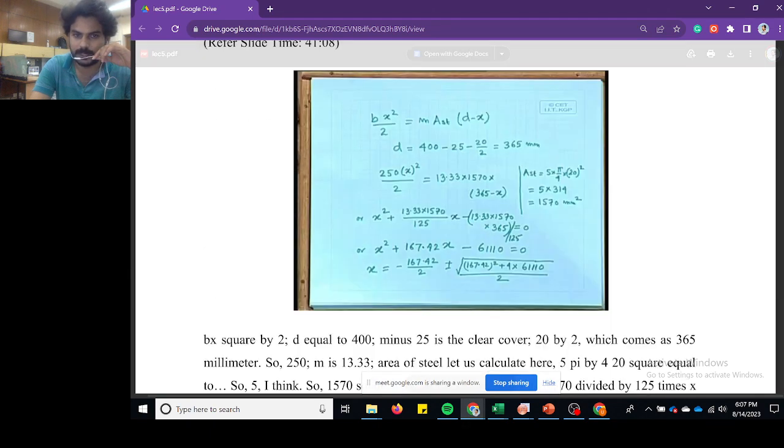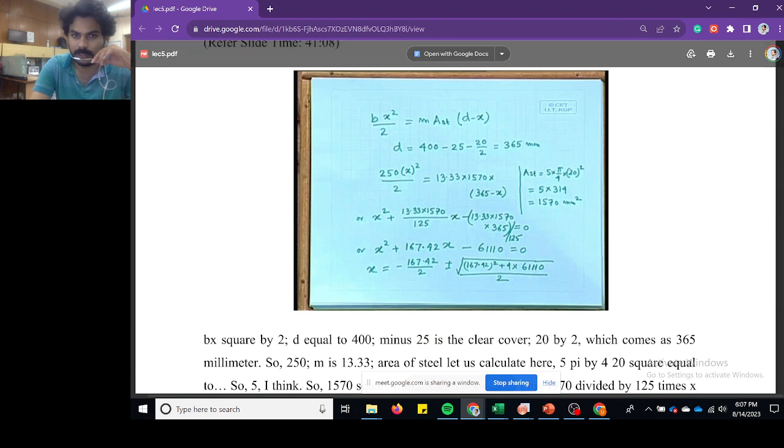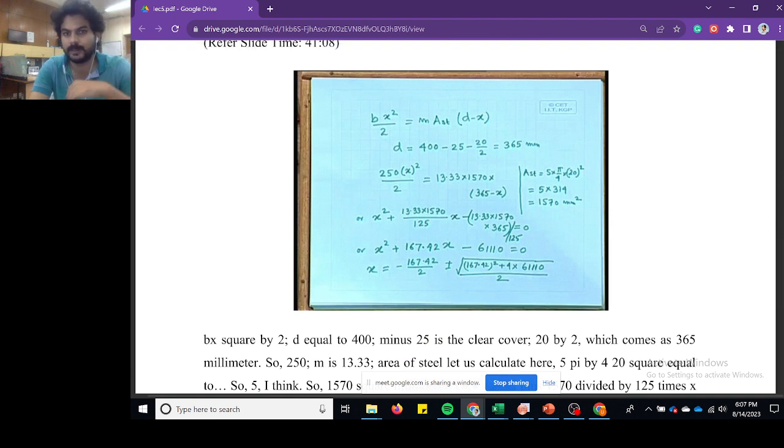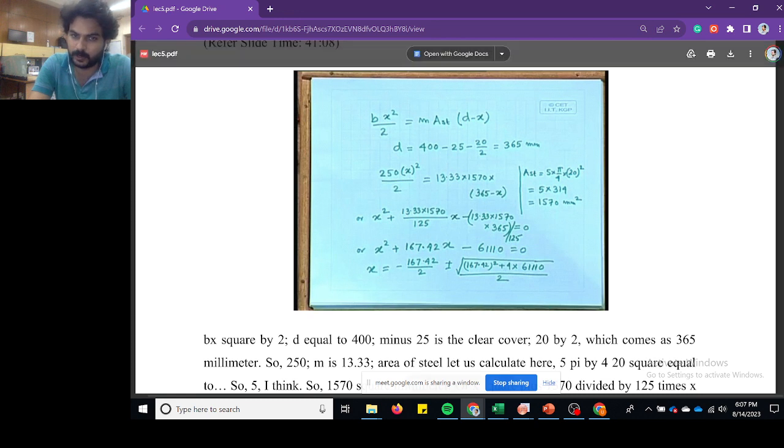So as we know, we'll equate this balanced section like b x square by 2 is equal to m AST into d minus x. This formula we use. How to calculate d? Obviously the total depth minus clear cover minus the diameter 20 divided by 2. So the center of the reinforcement, till that level we calculate as the effective depth.